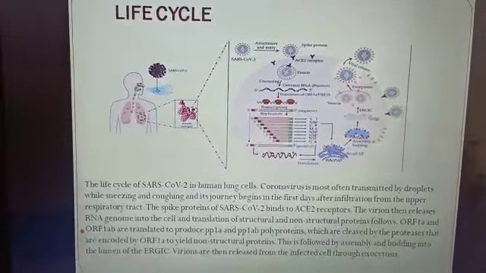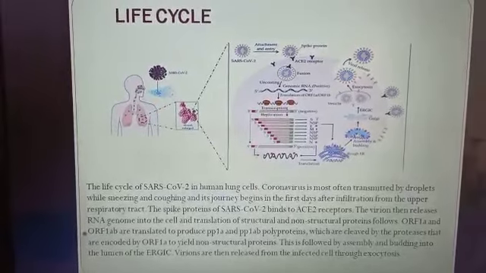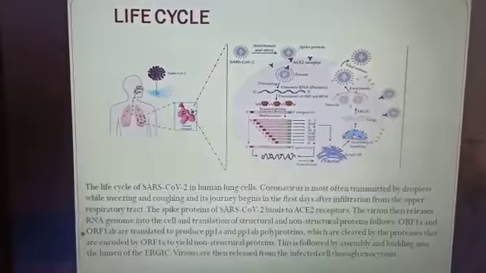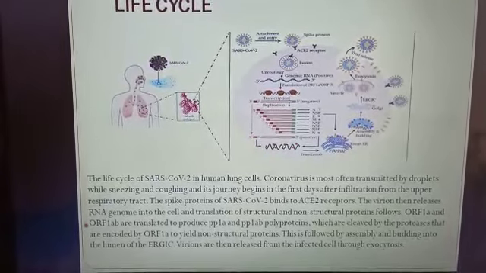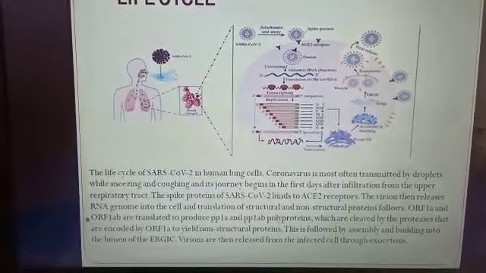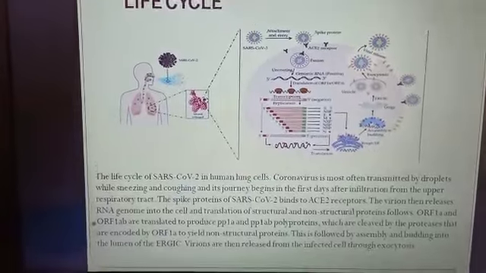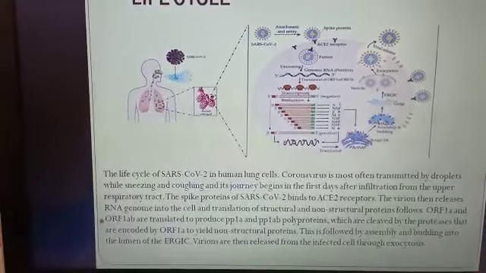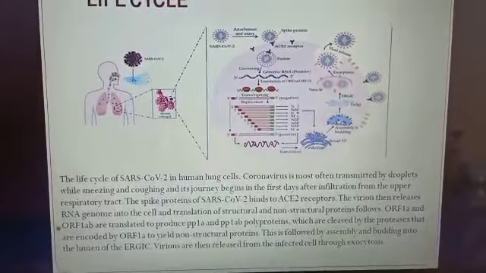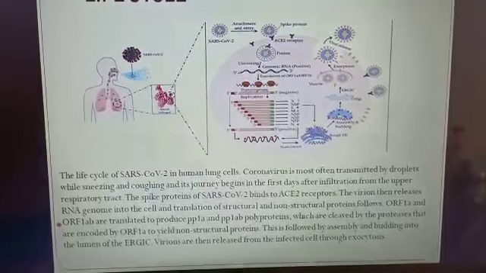The spike proteins of SARS-CoV-2 bind to the ACE2 receptors. The virion then releases its RNA genome into the cell, and translation of the structural and non-structural proteins follows. ORF1a and ORF1b are translated to produce pp1a and pp1ab polyproteins, which are cleaved by the proteases that are encoded by the ORF1 to yield non-structural proteins.